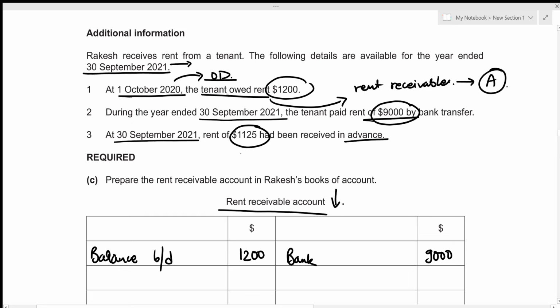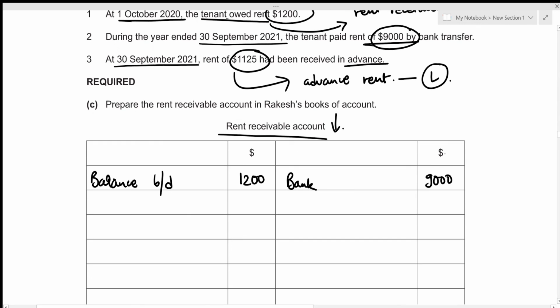Now for the third part, at 30 September 2021, rent of 1125 had been received in advance. Okay, so this is an advance, and this will act as advance rent, meaning that we've already received the amount for it, but we are yet to provide the service. So this is a kind of liability to us, right? And we know that the opening balance for liabilities is always recorded on the credit side, but this, as we can see, is at the closing date, meaning that this amount of 1125, instead of being recorded as an opening balance as a liability on the credit side, should actually be recorded as a closing balance on the debit side first. So that would be our closing balance or balance CD amounting to 1125.